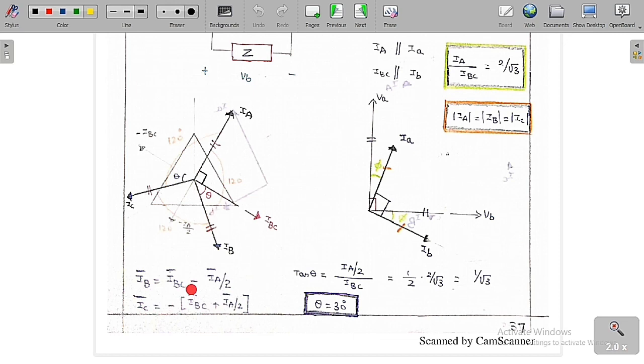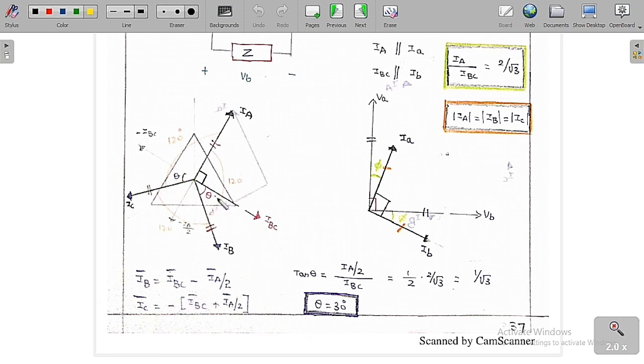So IB is equal to IBC minus IA by 2. Then what is IC? IC is equal to minus of IBC plus IA by 2. If this is plus IBC, then this is minus IA minus IBC, and this is minus IA by 2. If you do the vector addition of these two things, we are going to get this IC.